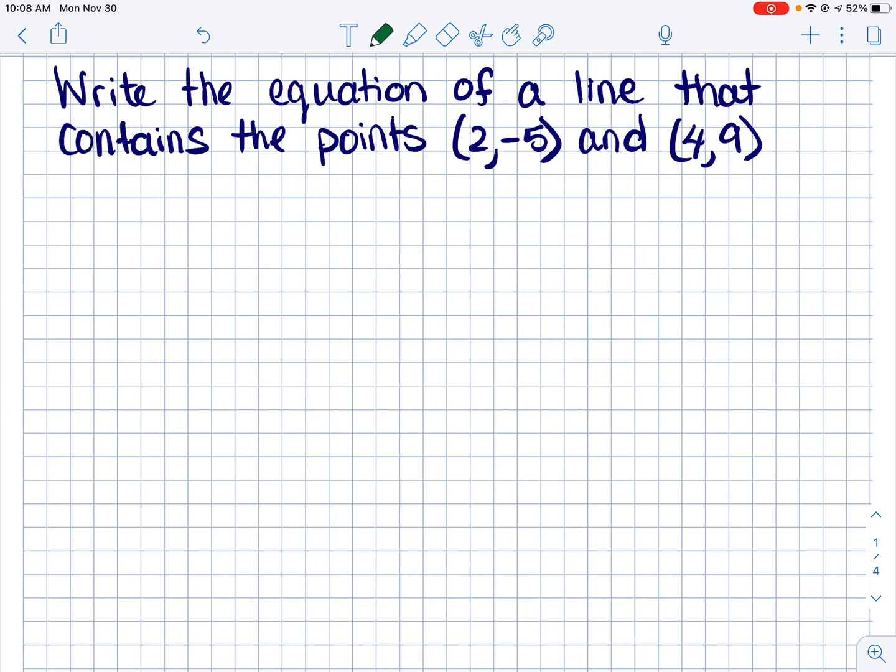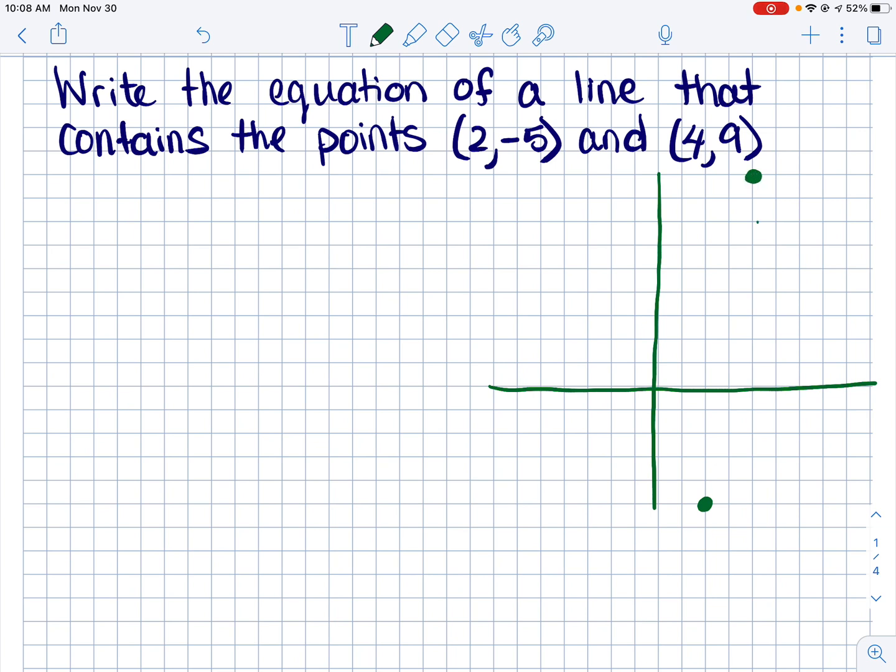Write the equation of a line that contains the points (2, -5) and (4, 9). Okay, realistically, we're not graphing this every time. But for now, I'm just going to show you what this looks like. So I've got a point at (2, -5): 1, 2, 3, 4, 5. So here. Then I have a point at (4, 9): 1, 2, 3, 4, 1, 2, 3, 4, 5, 6, 7, 8, 9.